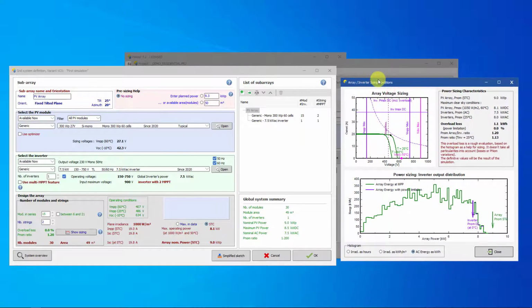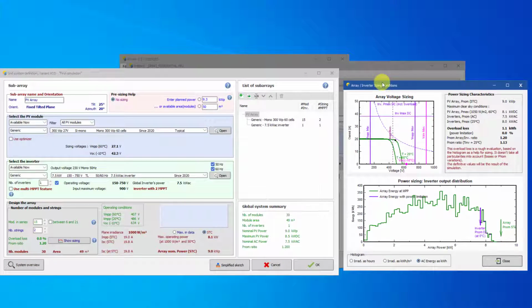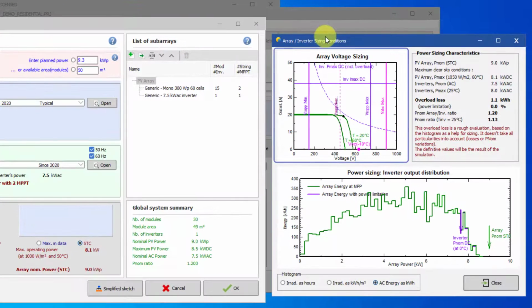This tool will help to contextualize the consequences of the array size that you choose. This tool concerns the subarray that is currently being edited. A first graph shows the voltage constraints, which will determine the number of modules that can be connected in series. Here you have the PV array IV curves. Both curves correspond to an irradiance of 1000 watts per square meter.